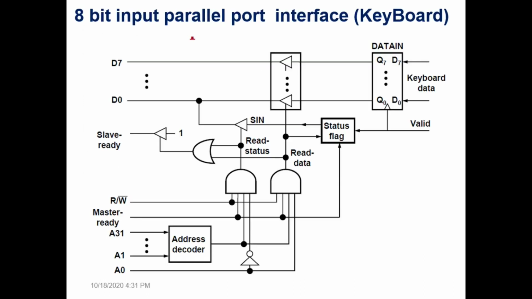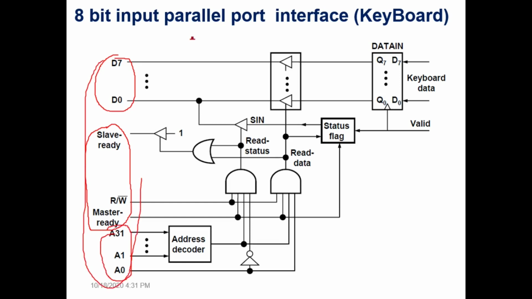This is the internal view of the 8-bit input parallel port interface that is used to connect the input keyboard device to the processor. Here on the right side the keyboard device is connected, and on the left side the processor is connected. The processor makes use of data lines in the data bus to read the data from the keyboard. Also the control lines in the bus are used by the processor along with the address lines. So all three sections together make the processor bus.